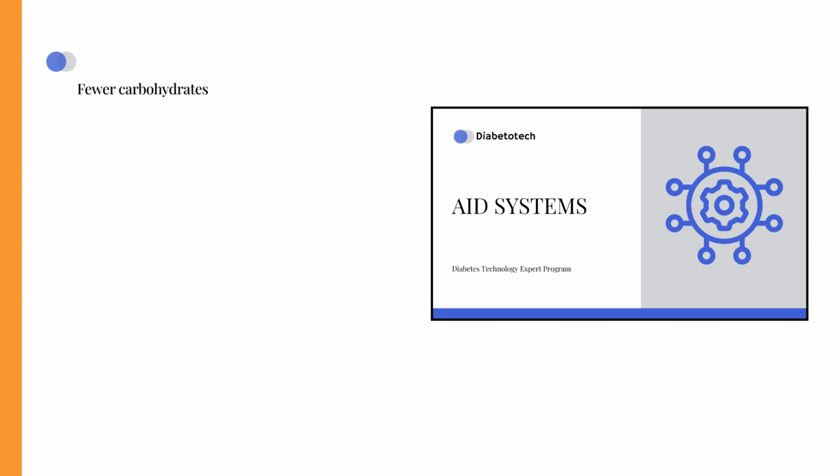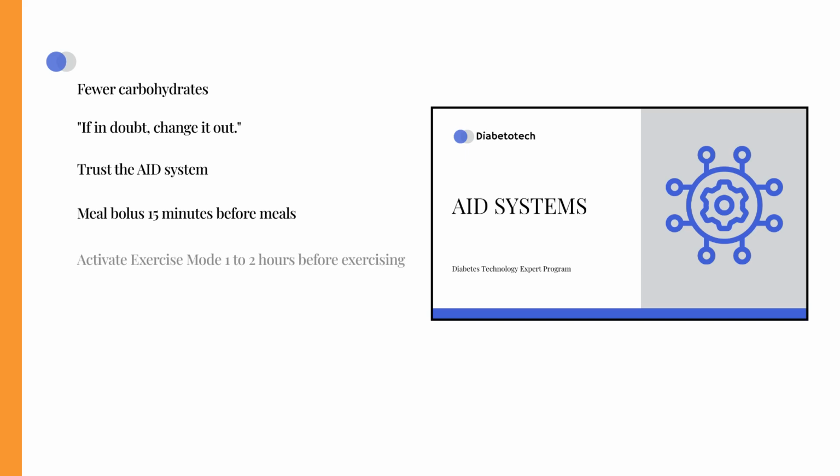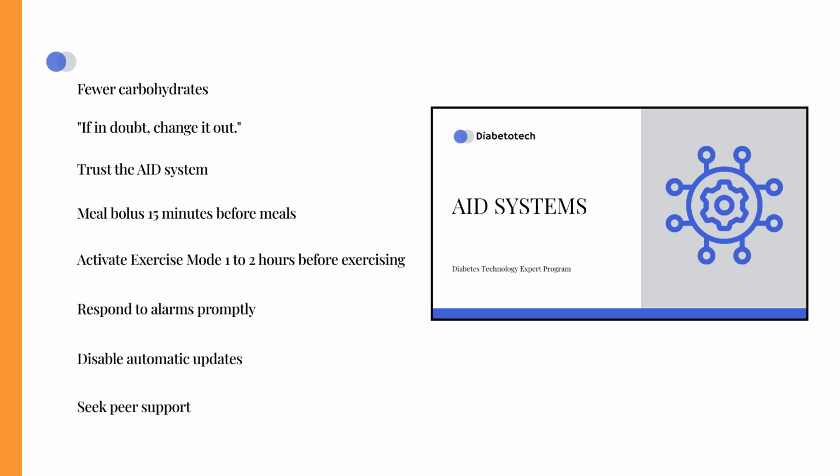Use fewer carbohydrates to correct hypoglycemia. Consider an insulin delivery or absorption problem if glucose levels remain high for several hours without an apparent reason. If in doubt, change it out. Trust the AID system. Administer a meal bolus 15 minutes before meals. Activate exercise mode 1 to 2 hours before exercising. Respond to alarms promptly. Disable automatic updates on your mobile phone. And seek peer support for guidance and sharing experiences.